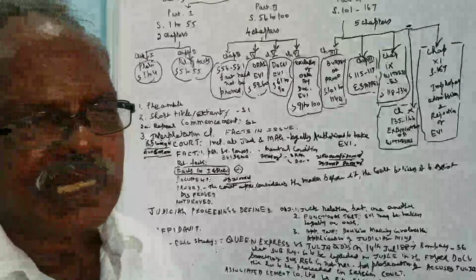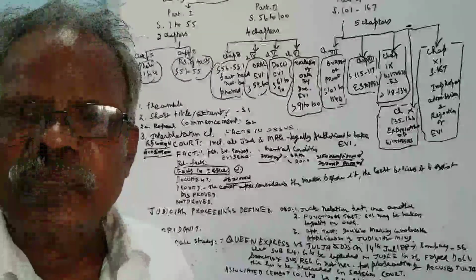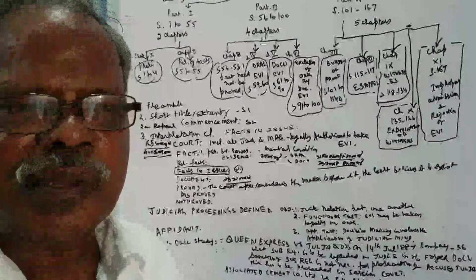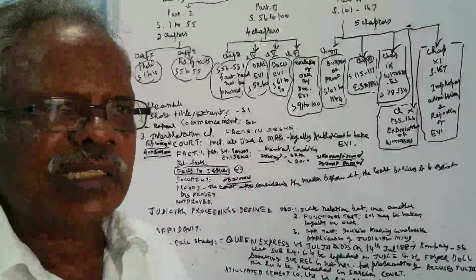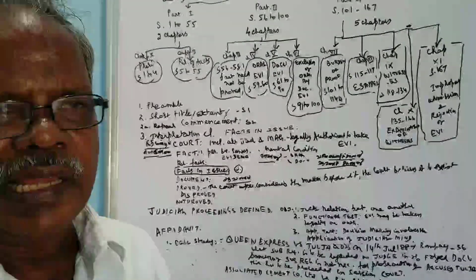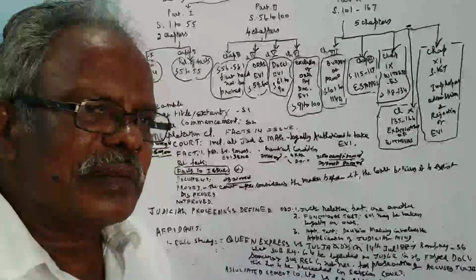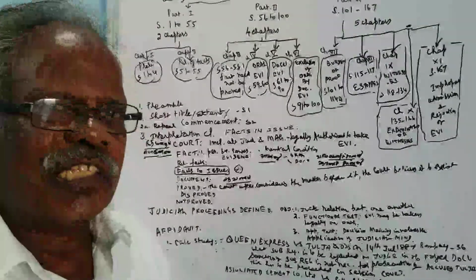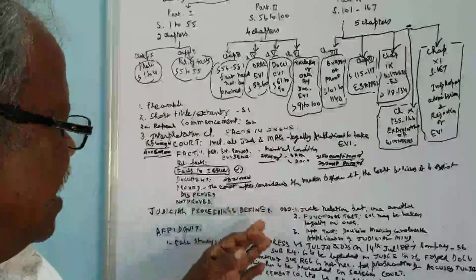Fact in issue, that is connected with, for example, A has seen, A killed B and then C saw it. These are all called facts in the relevancy of facts, and whether A killed B, that has to be decided, that is called fact in issue.